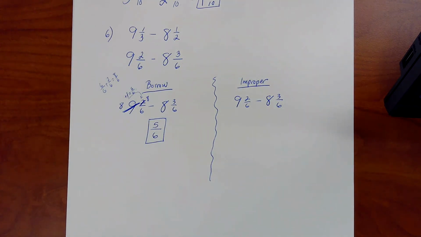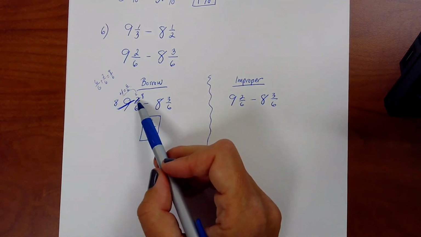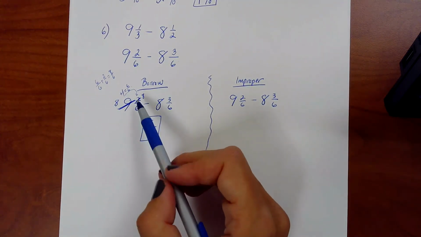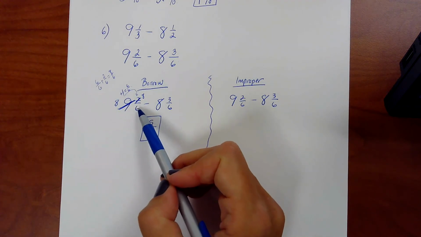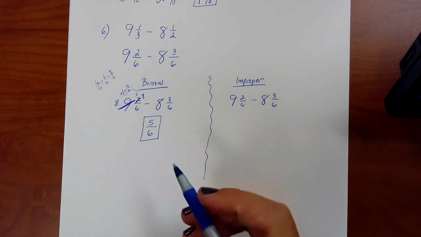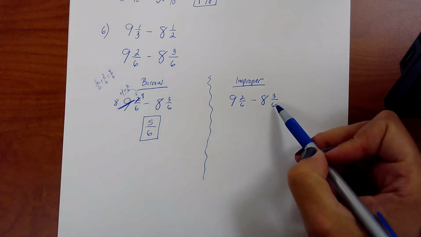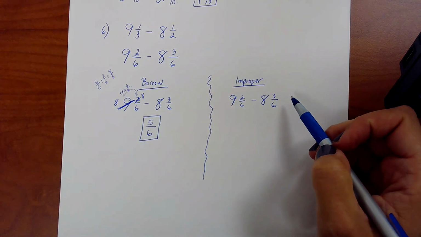All right, so that's borrowing. Not too bad. If you don't like that, or that seems confusing, because, see, what's going to happen is you're always going to be adding a different number. It's going to depend on your denominator, so that could be confusing. If you don't like that, you can make both fractions improper, and then you don't have to borrow at all.